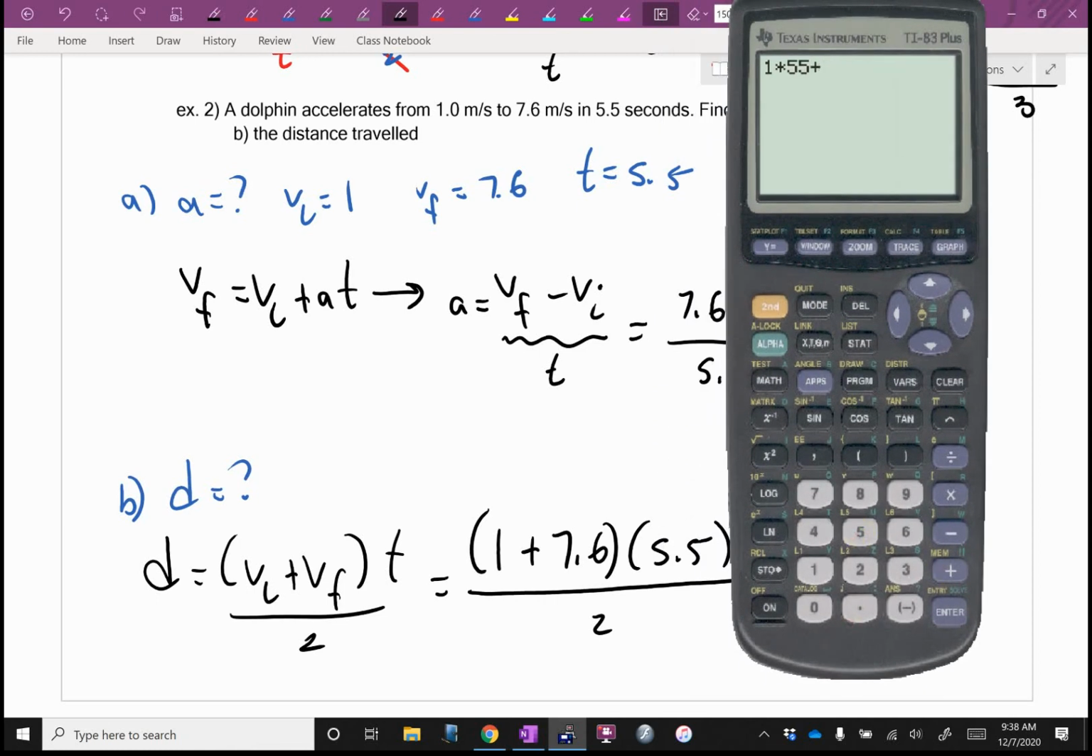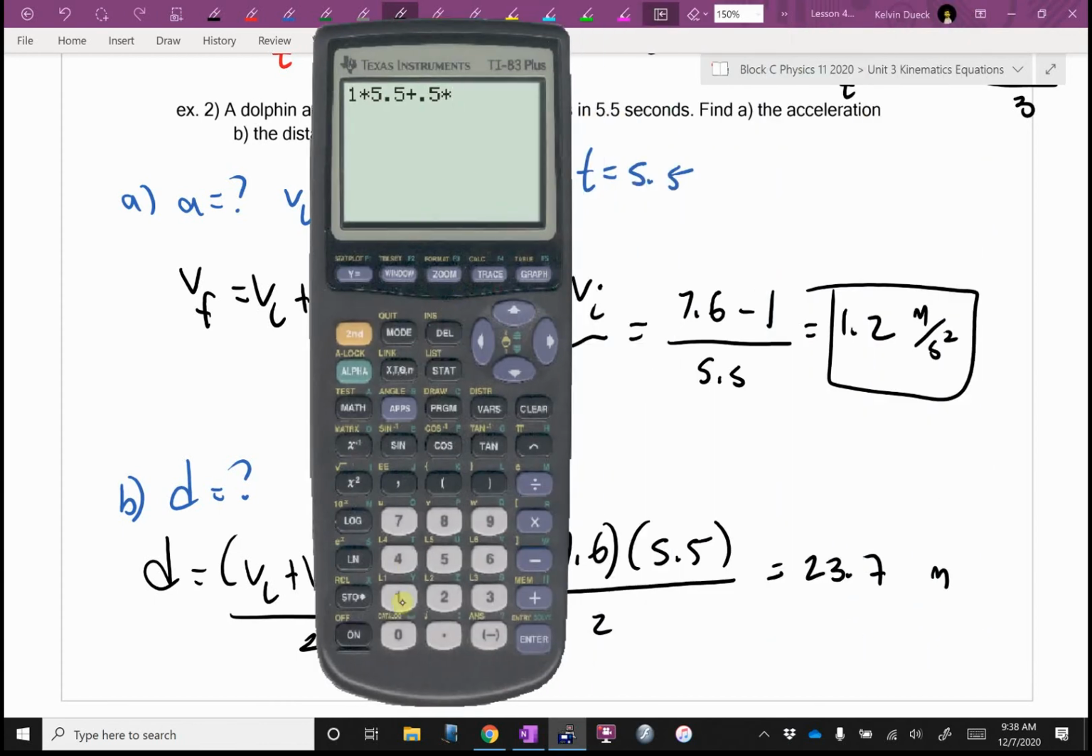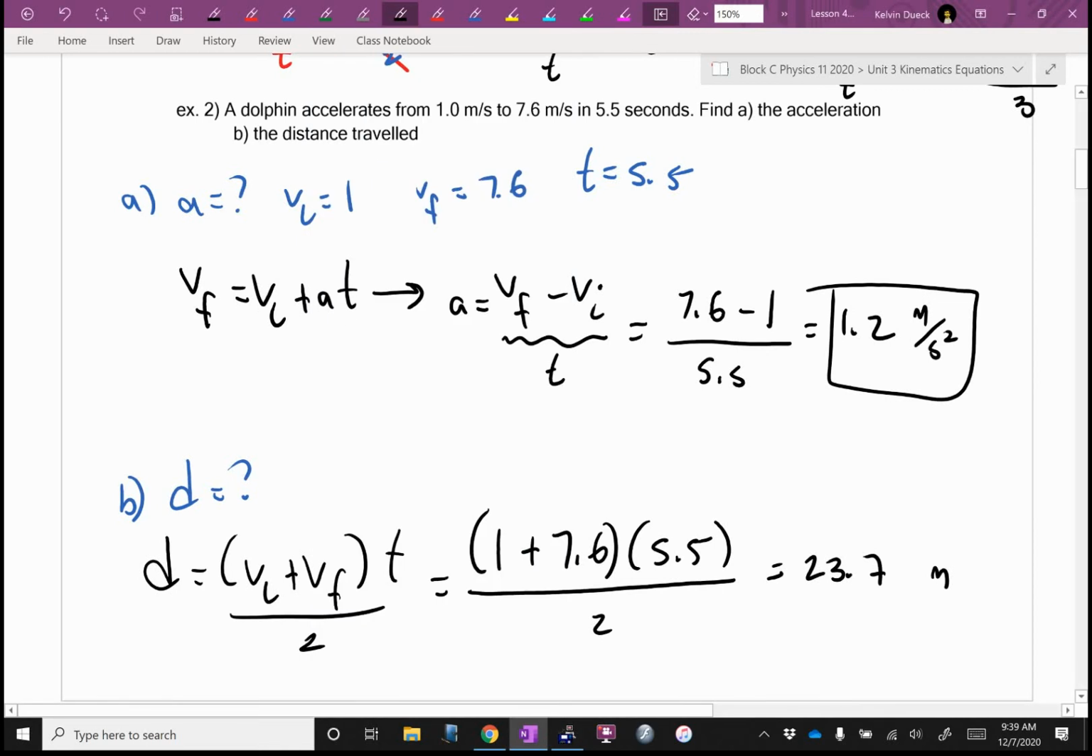Meters. Now, if this was a test question, I might really quickly try going VI 1 times T 5.5 plus a half times A 1.2 times T squared. And if I'm lucky, I'll also get the 23.7. The fact that I must have done part A right as well, because how could I have fluked into that? Okay.